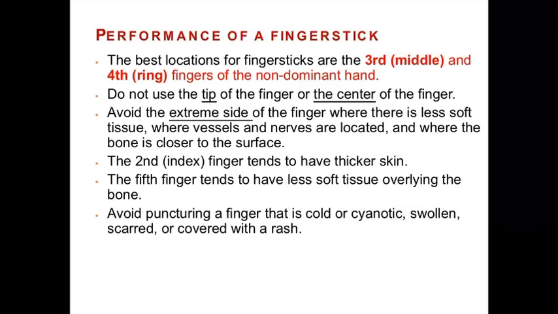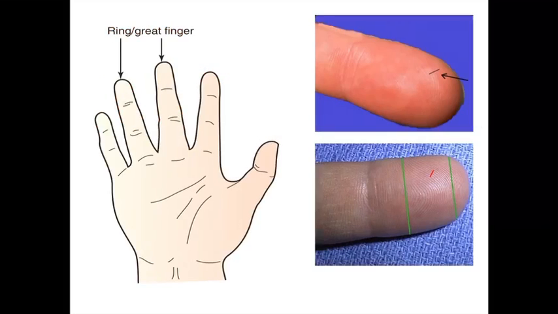The second finger tends to have thicker skin, so we don't use this. The fifth finger tends to have less soft tissue overlying the bone, so we also don't use the fifth finger. And avoid puncturing a finger that is cold, cyanotic, swollen, scarred or covered with any rash. So the sites for skin puncturing are the middle finger or ring finger.